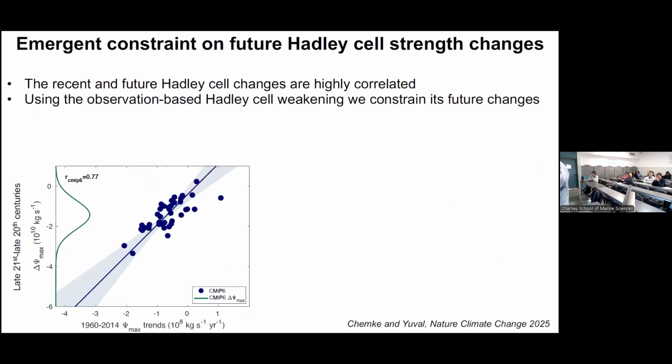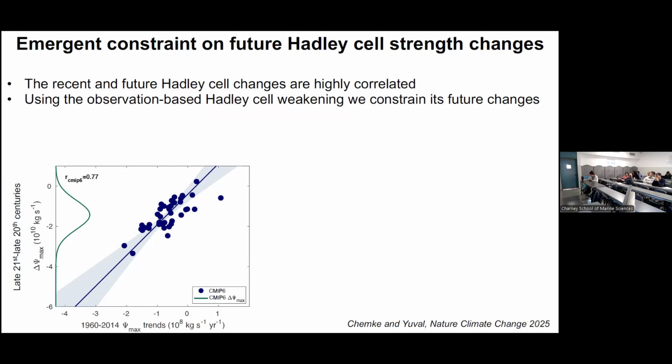So in this figure, on the y-axis, you see the future changes in the strength of the circulation. You basically take the strength of the circulation at the end of the 21st century and at the end of the 20th century, and you take the difference between the two. And it is plotted against the historic changes in the flow, across different models. So each dot here is a different model. And you can see, as we saw before, that most models show a reduction, a weakening of the circulation by the end of the century.